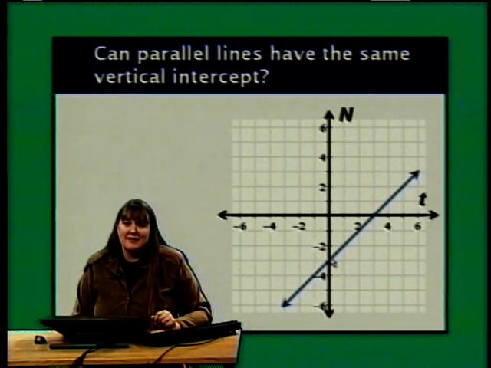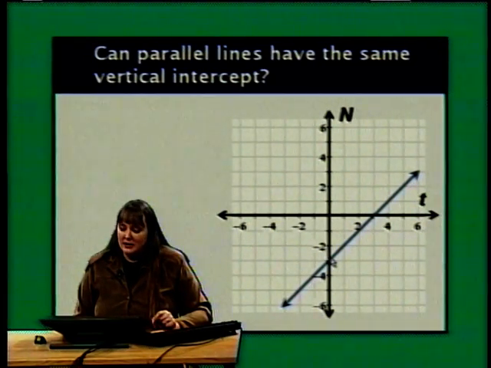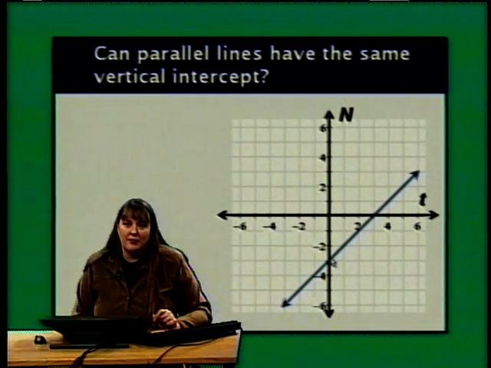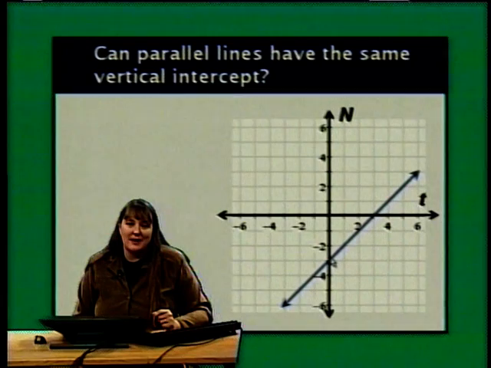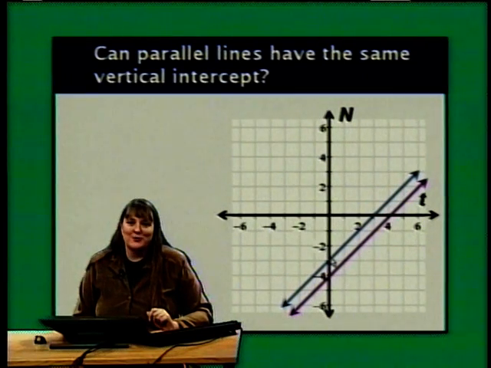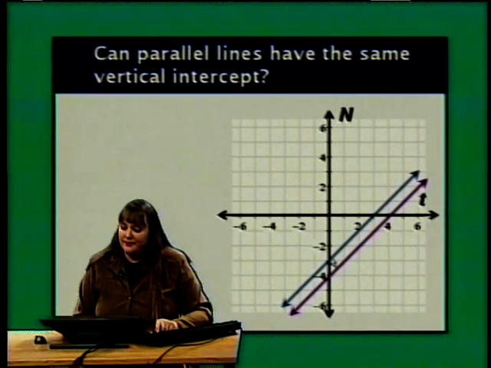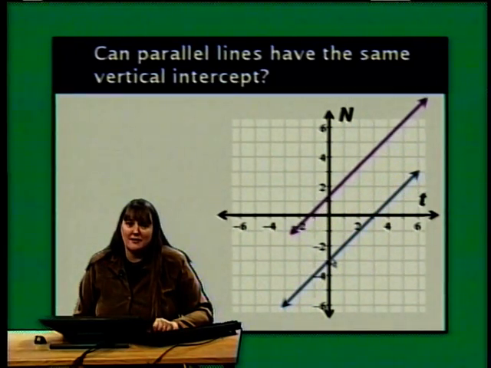Can parallel lines have the same vertical intercept? Well, in this diagram, I've already been given a line. It looks like this line has a vertical intercept of (0, -3). Well, let's think about parallel lines. Parallel lines have to have the same slope. What happens if I think about lines that have the same slope as this line? Here's one such example. What about some other lines that have the same slope as the first line? There are lots of them.